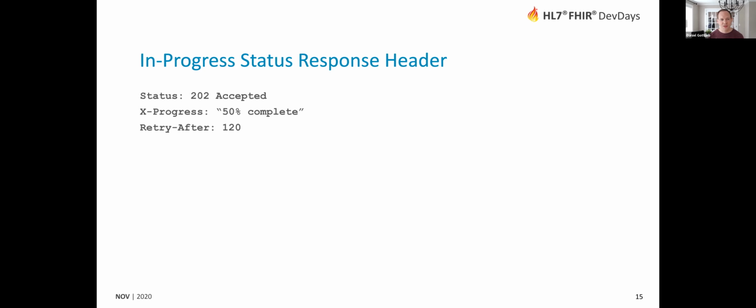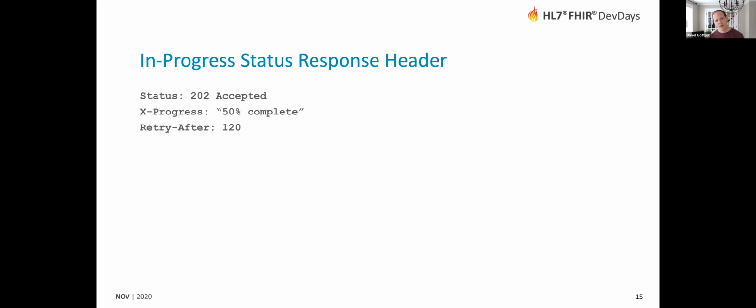Other servers may say things like, 100 out of 1,000 resources generated, or if a server has sent the job to an offline process, it might be something like, in progress. So this is useful for logging or debugging, to have that kind of status information for the client. There's also a Retry-After header that servers can optionally provide.